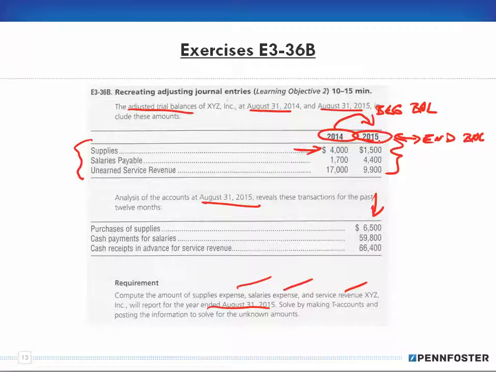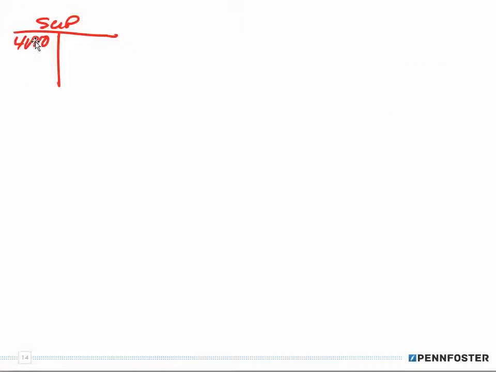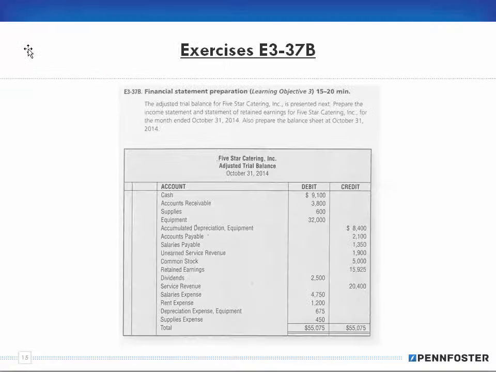So when we're creating these T accounts, this is a beginning balance, and we have an ending balance of this amount, right? So this is the beginning balance, and this is my ending balance in the account. Beginning balance of 2014, ending balance of 2014 becomes the beginning balance of 2015, ending balance of 2015. So that's supplies. Oops, wrong way.